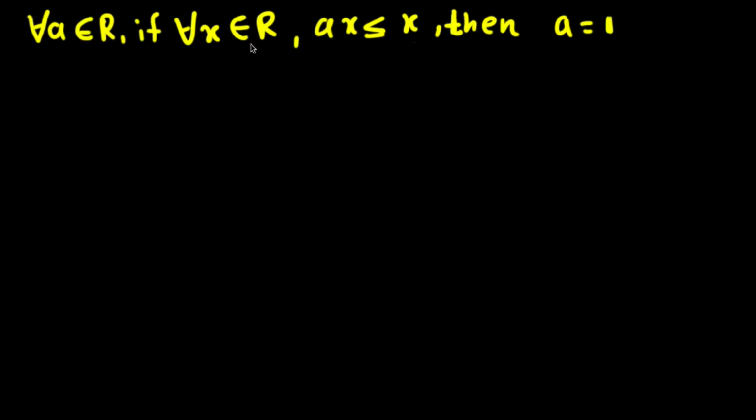Let's see how to prove this proposition. Here this proposition says for all a belongs to a real number, if for all x belongs to a real number, ax is less than or equal to x, then a is equal to 1.